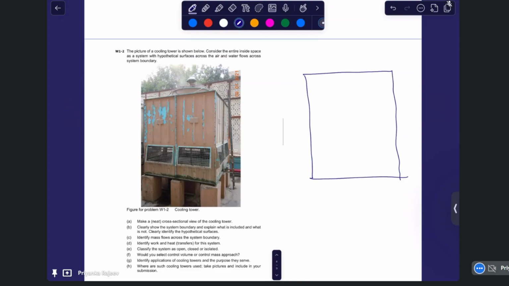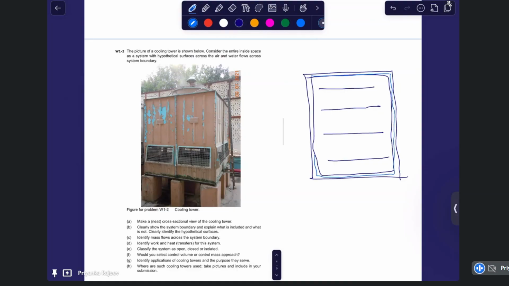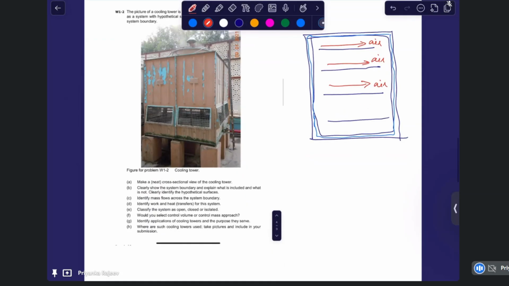And they are saying there are surfaces inside. So water flows across the system boundary. So this is the system boundary, and water is flowing across that. And air is flowing across the hypothetical surfaces. So air is flowing across them.